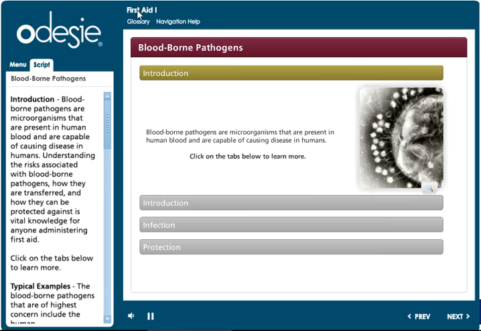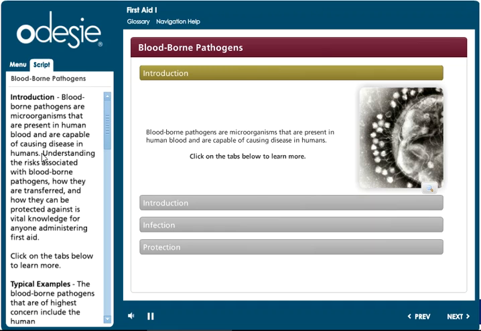Blood-borne pathogens are microorganisms that are present in human blood and are capable of causing disease in humans. Understanding the risks associated with blood-borne pathogens, how they are transferred, and how they can be protected against is vital knowledge for anyone administering first aid. Click on the tabs below to learn more.